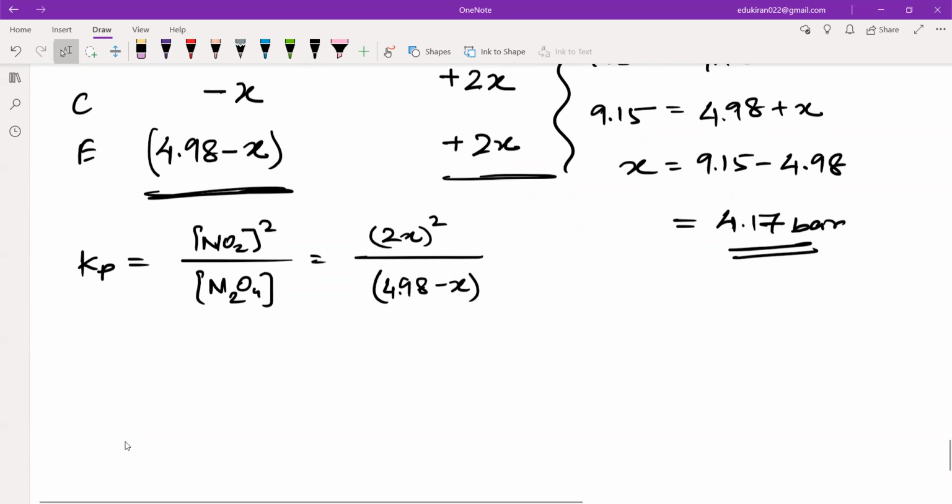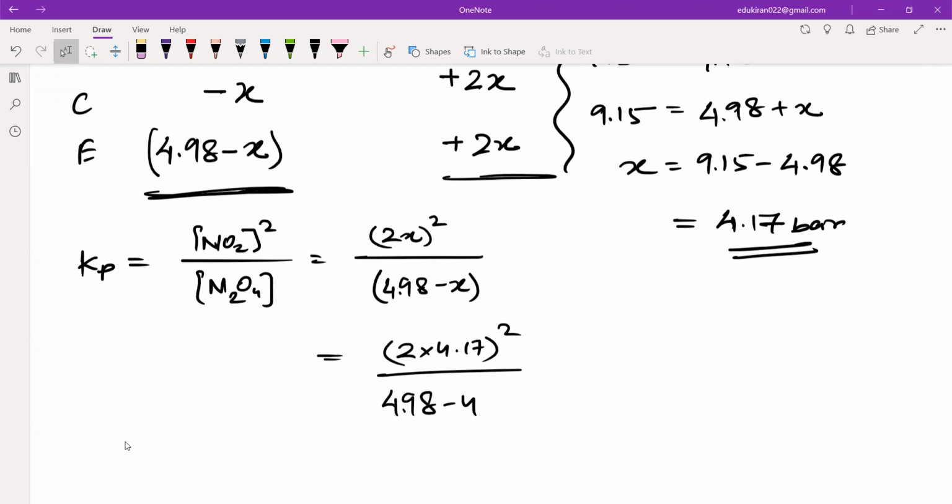4.98 minus x. Okay. So this will be equal to 2 into 4.17 whole square divided by 4.98 minus 4.17. So we'll have to calculate the Kp. You will get the Kp.